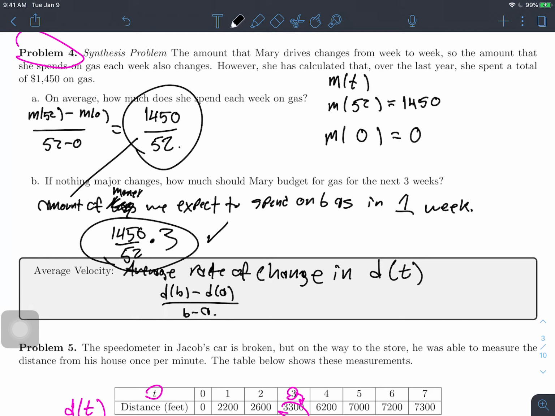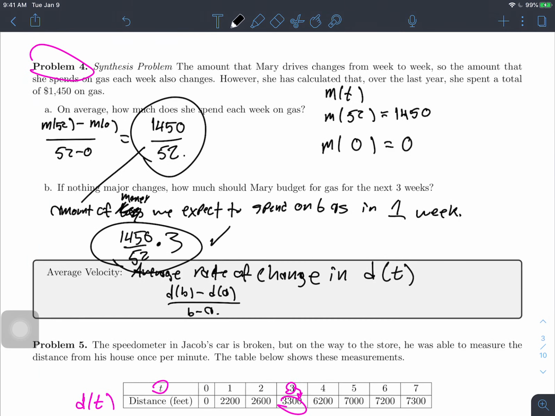Okay. All right. So that was problem number 4. It's 10:29. So we can go ahead and stop there.